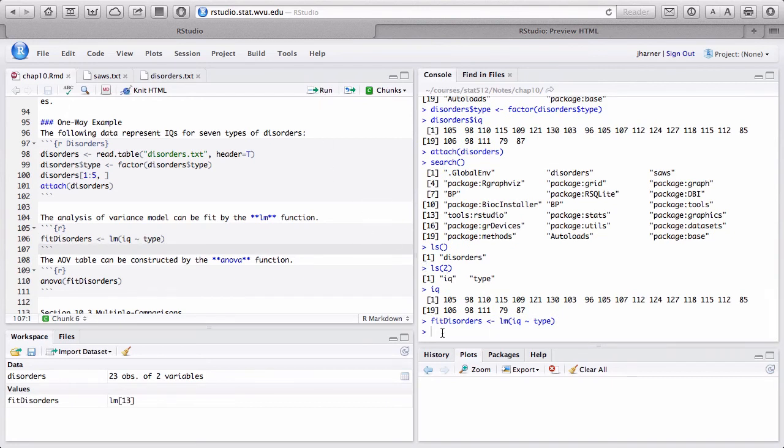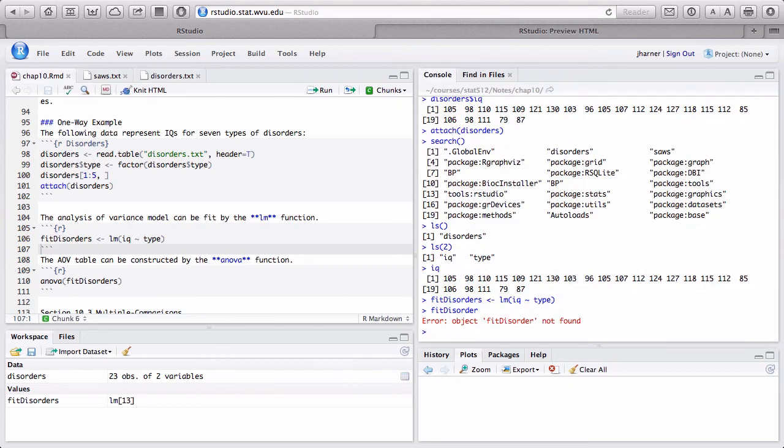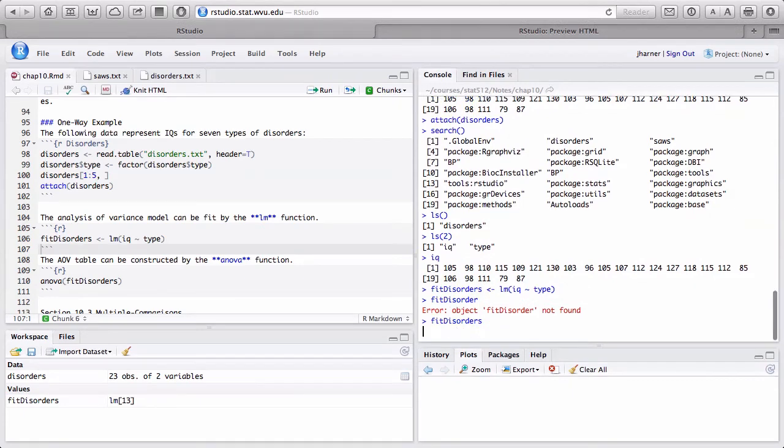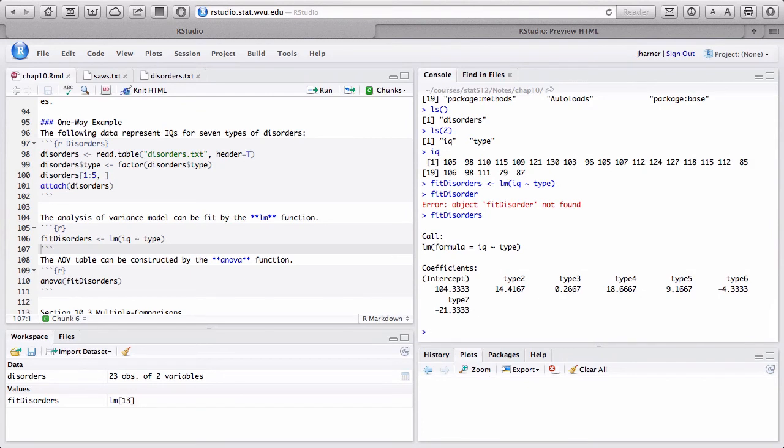And now, just to see what things look like, I have fit disorders, with an s. And so what it does, again, it gives the model, and this only gives the estimates. And that's it. Now notice type 1 is not there. Again, by default, R sets alpha 1 equals 0.